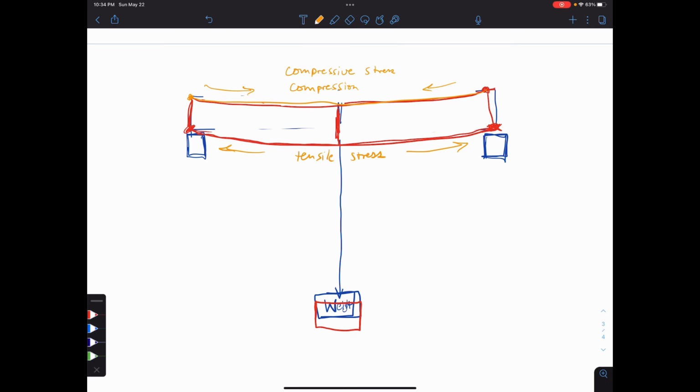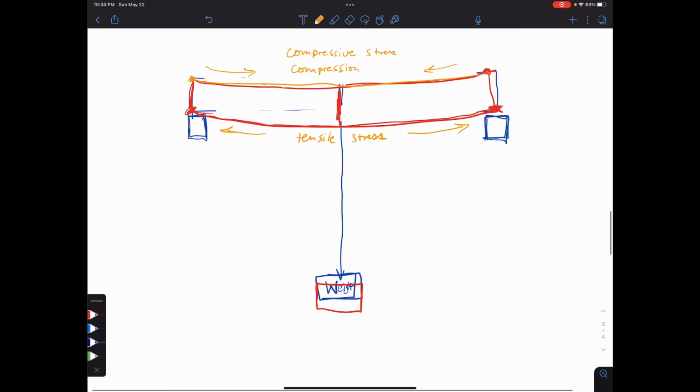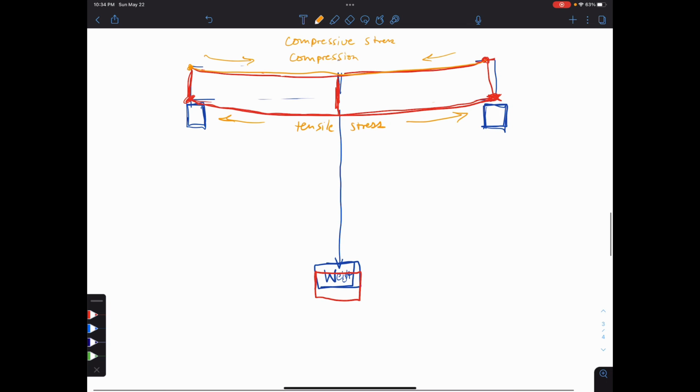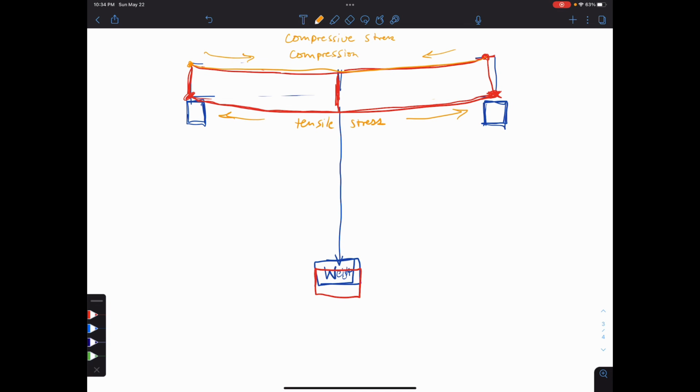Now, that's what's happening on the beam. Where do you suppose the bending is the worst? Where is it the highest on the beam? I'll give you a second to think about that. You might say it's the same all the way across. That's actually a really reasonable guess. Turns out it's not quite accurate, though.